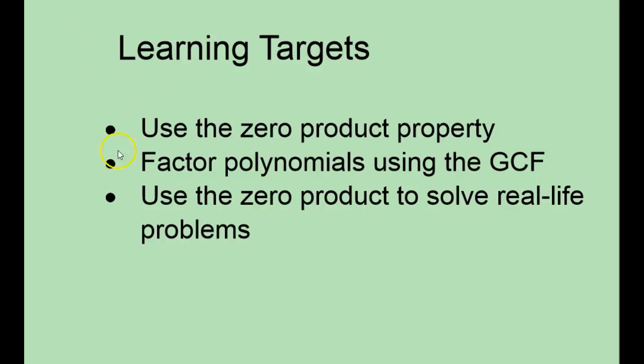So our learning targets, our first one is to use the zero product property, which we'll see in just a second. Our second one will be factor polynomials using the GCF. Hopefully you've seen GCF before. It's the greatest common factor. We've done this a lot when we've been dealing with fractions back when we were in elementary school. And then our third one is to use the zero product property to solve real life problems.